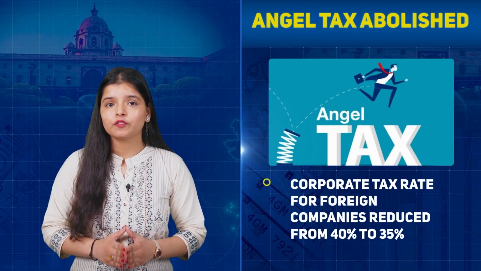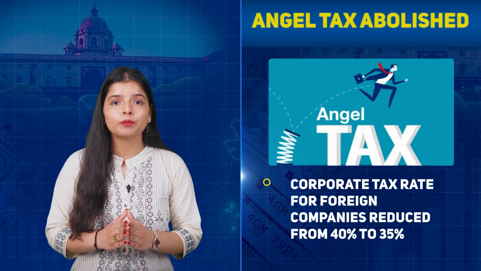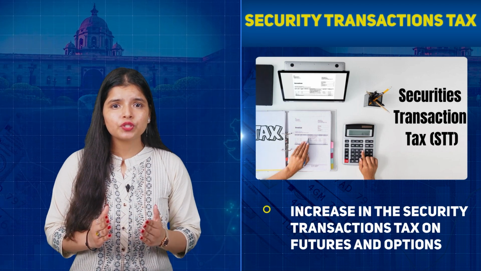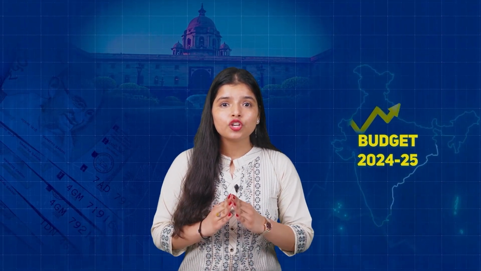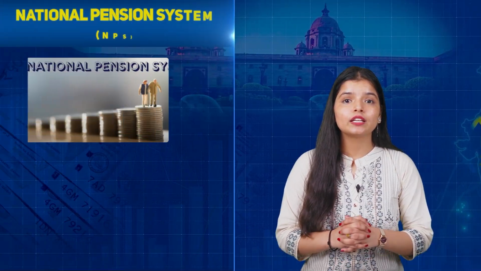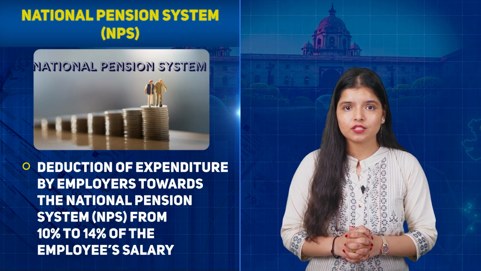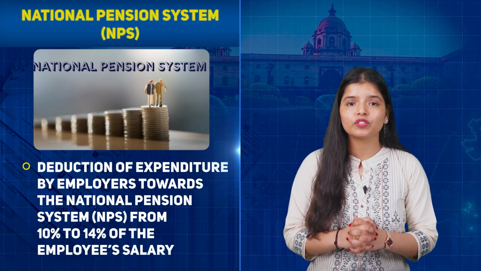The corporate tax rate for foreign companies has been reduced from 40% to 35%. The tax base will be deepened with an increase in the securities transaction tax on futures and options, and income received from share buybacks will now be taxed. Social security benefits include an increase in the deduction of expenditure by employers towards the national pension system from 10% to 14% of the employee's salary, and non-reporting of small movable foreign assets up to Rs 20 lakh is depenalized.